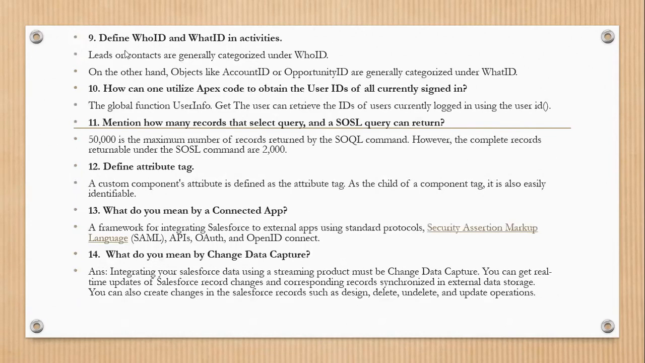Next question, define who ID and what ID in activities. Leads or contacts are generally categorized under the who ID. On the other hand, objects like account ID, opportunity ID are generally categorized under the what ID.